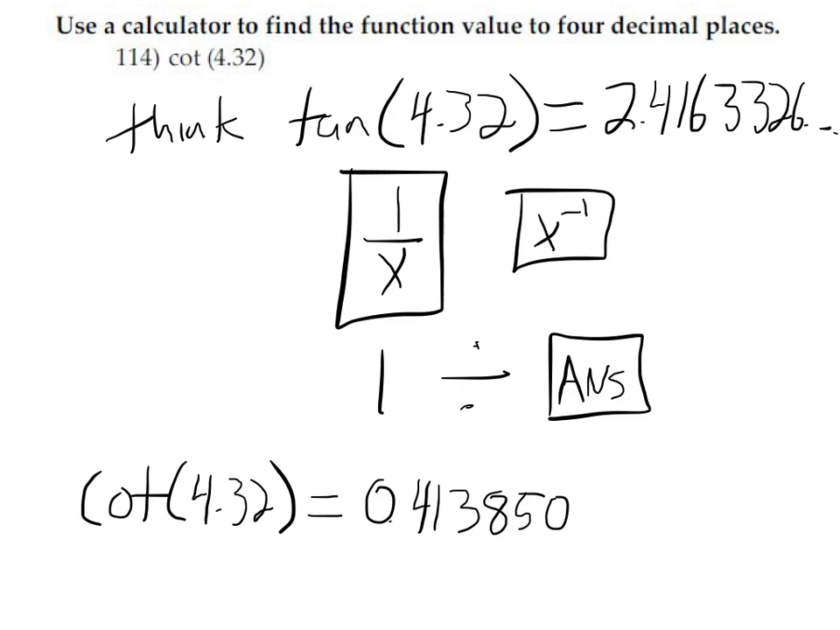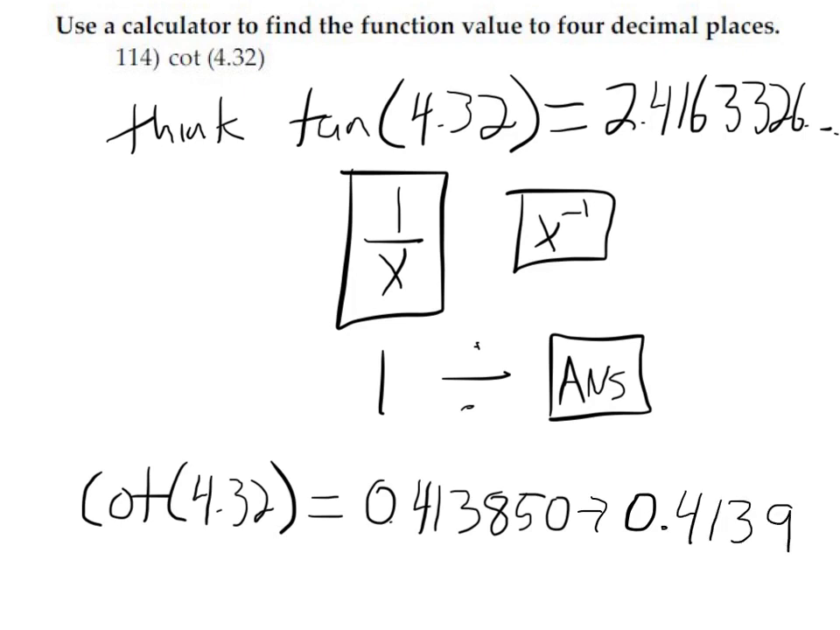And when I flip this, I get 0.413850, etc. And they want 4 decimal places. So we go to the 4th decimal place, and notice the 5 will push it up. So our final answer would be 0.4139. And that's how you do it.